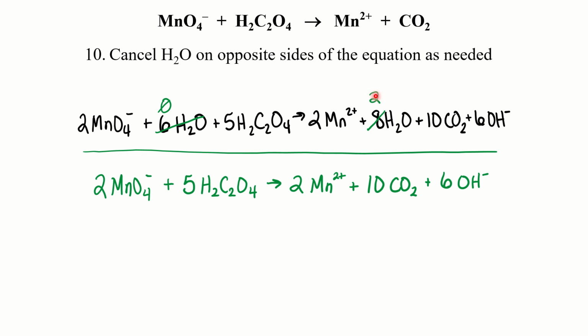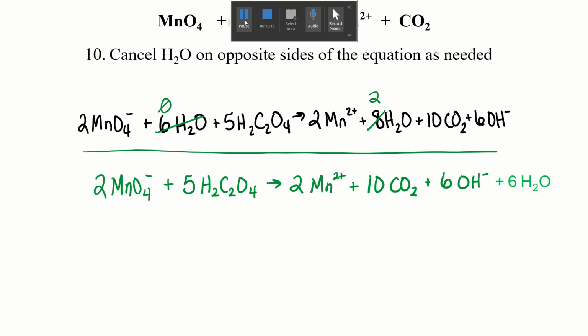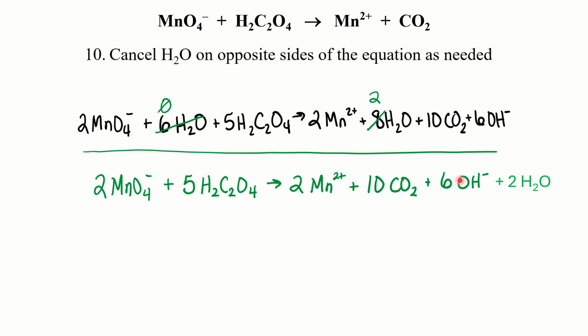on the right side. And then our final answer, hold on, sorry about that. Okay, sorry, I had a small mistake in my slides here. I forgot to add in, there should be a 2 H2O remaining on the right here. And so this would be the final answer. 2MnO4- plus 5 H2C2O4 forms 2Mn2+, 10 CO2, 6 OH-, and 2 water molecules. And this, again, is the final answer for balancing this redox reaction in basic conditions.